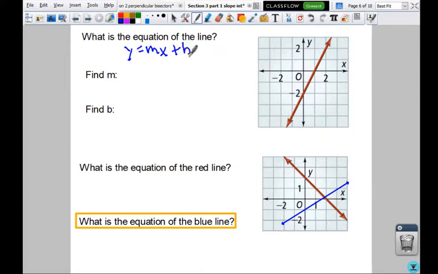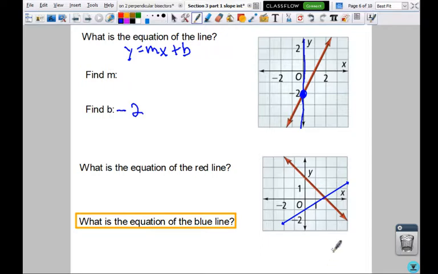And I need to find my m, and I need to find my b. So b is usually the easiest one to find. B is the y-intercept where it crosses the y-axis. The y-axis is up and down, right here. So it's going to cross right here at this point, which is negative 2. My b is negative 2.